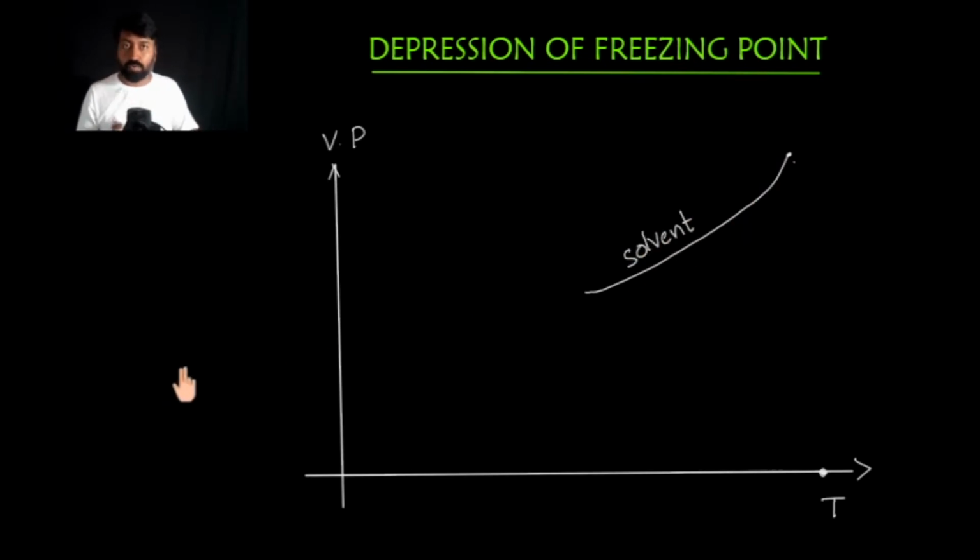Now we'll take a solvent, and in that I'm going to add some non-volatile solute. What is a non-volatile solute? A solute that does not get vaporized at room temperature is known as a non-volatile solute. For example, if I add water plus NaCl, water is the volatile solvent and NaCl is the non-volatile solute. If you combine these two, a solution of non-volatile solute will form.